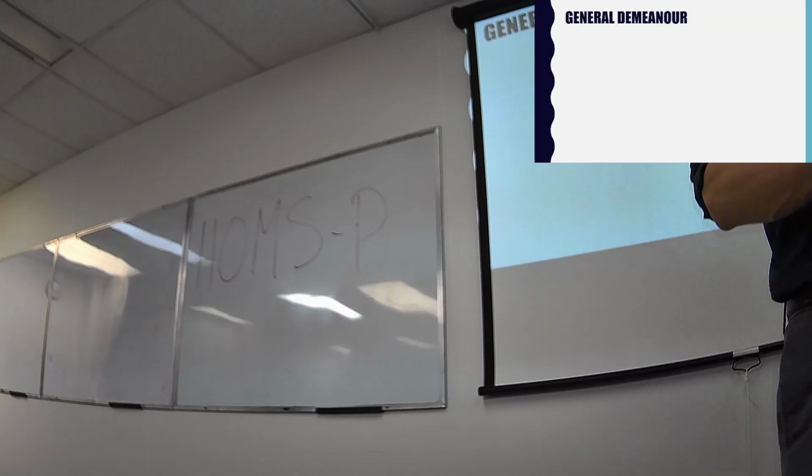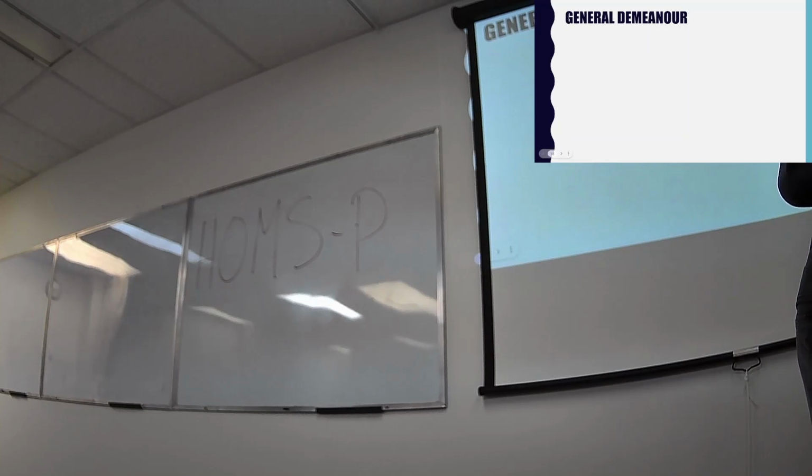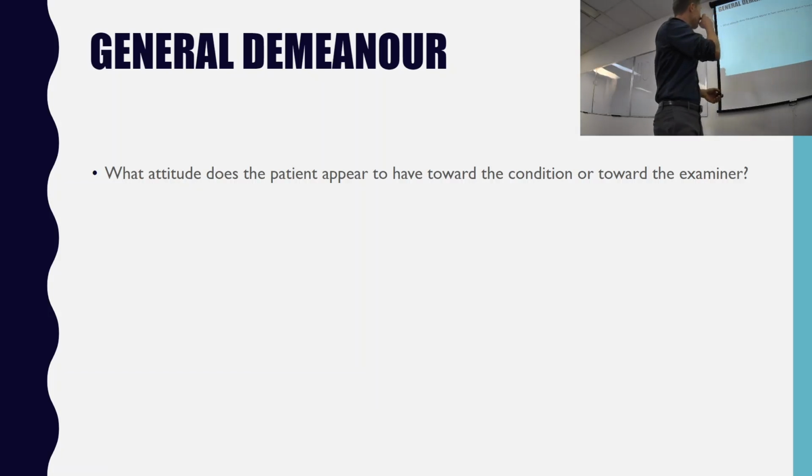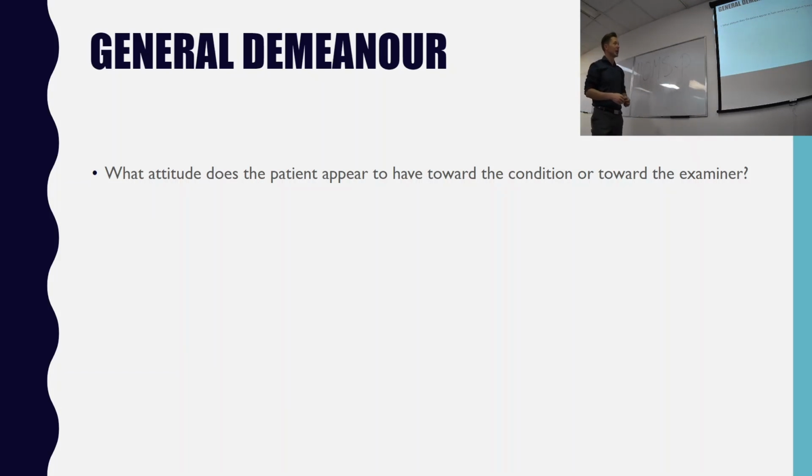Okay. How are we doing so far? So good? Great. General demeanor would be next then. What attitudes does the patient appear to have toward the condition, toward the examiner? And it's non-judgmental, right? We're not judging them as having a good attitude or a bad attitude. It's simply, what is their attitude?